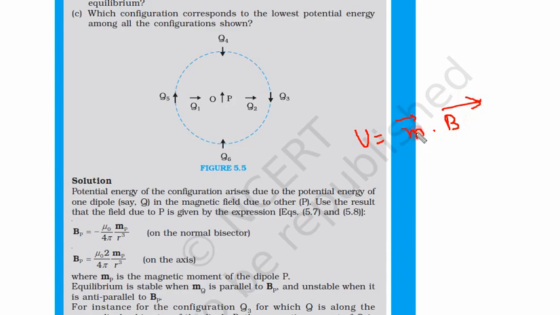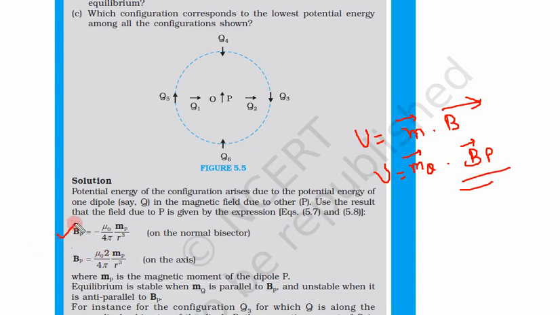Now for which M? M because of Q, the magnetic moment of the second needle, and the magnetic field of the first needle. So this will result in some kind of potential energy U. Potential energy of the configuration arises due to the potential energy of one dipole, say Q, in the magnetic field due to the other, P. Use the result that the field due to P is given as, so first we have to write the magnetic field due to P.